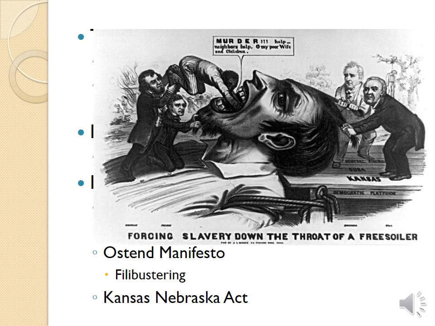Because, of course, free soilers or anti-slavery forces could have slavery metaphorically forced down their throats by the Democratic Party. And we see here Franklin Pierce and Stephen Douglas and Lewis Cass, who you hopefully remember, and then James Buchanan, who we'll mention tomorrow, I think, pushing slavery down the throat of a Kansan.